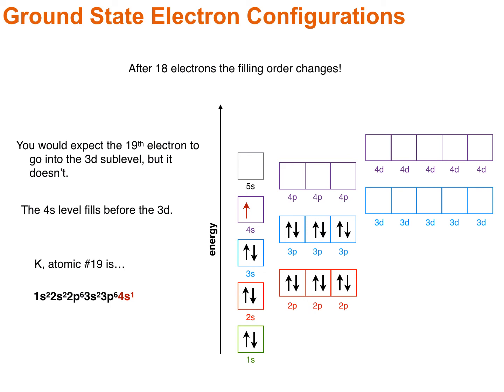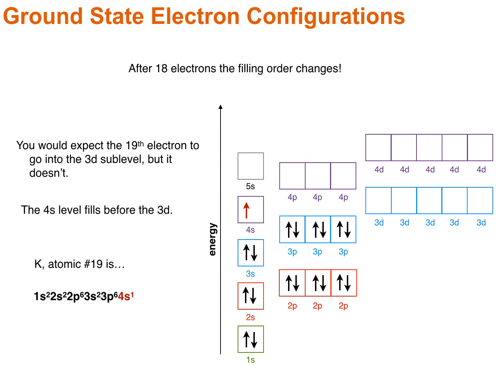So again, potassium's electron configuration is going to be 1s2, 2s2, 2p6, 3s2, 3p6, 4s1. Okay, 4s1. So you might be asking yourself, well, when do we fill the 3d subshell? Well, you can look at this energy diagram or orbital diagram on the right, and you can answer that question for yourself.